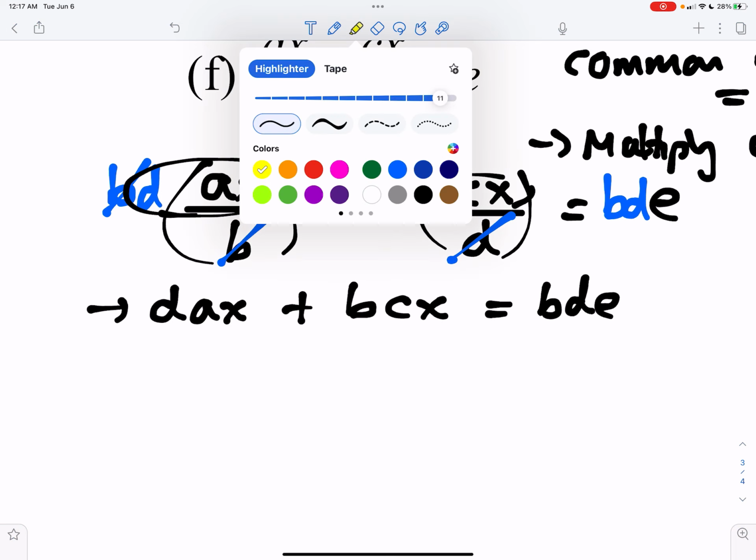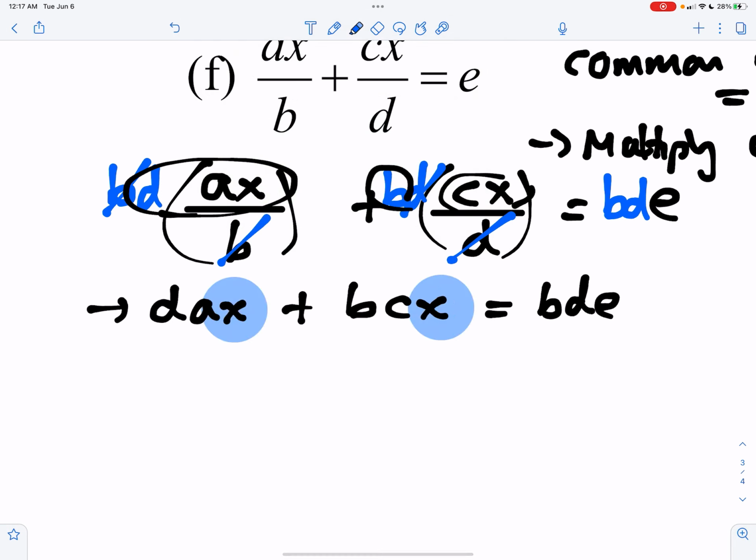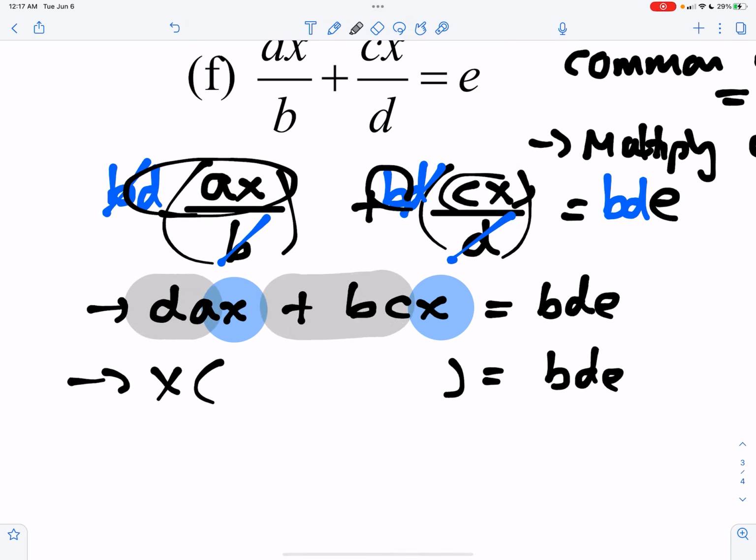Again, do your common factor. My common factor is x, so I'm going to pull it out front. What is left in parentheses? Again, bde is on the other side. What's left in parentheses would be da plus bc.